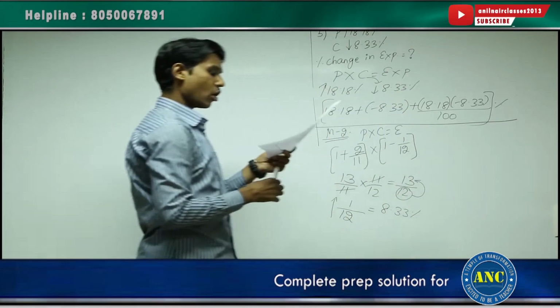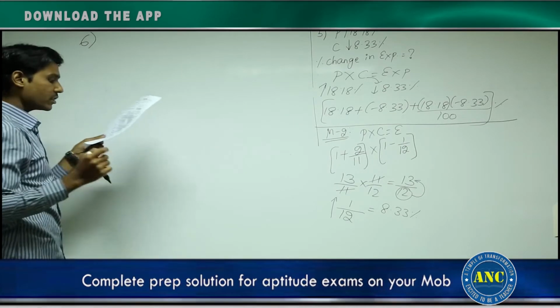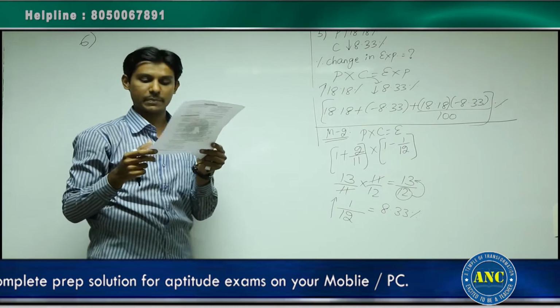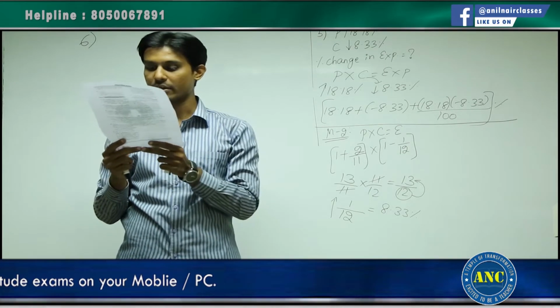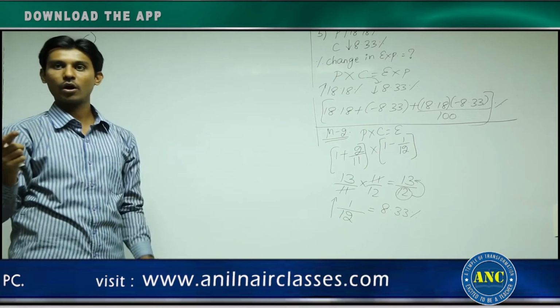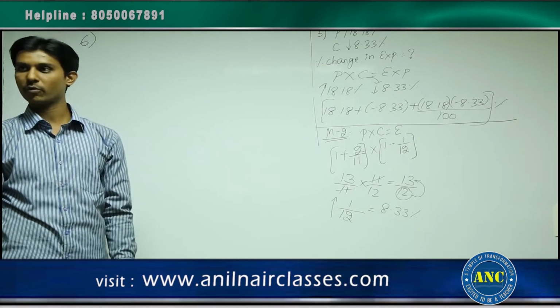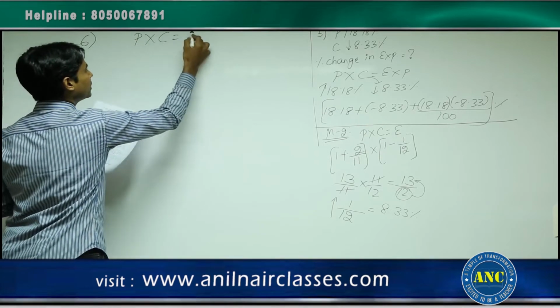Sixth one. In order to increase sales, the price of a product was decreased by 20%. The total revenue is increased by 28%. What is the percentage increase in the number of units sold? Number of units sold is nothing but consumption, the one which we are purchasing, right? Same logic. Price into consumption is expenditure.